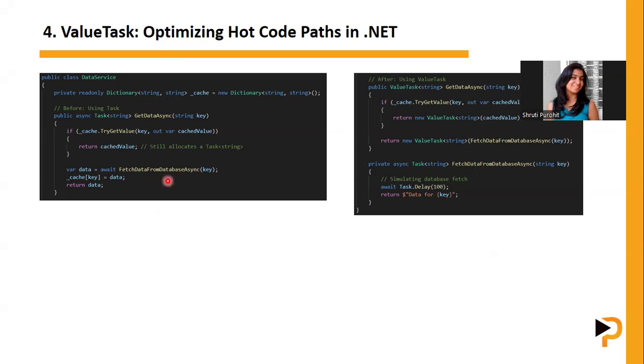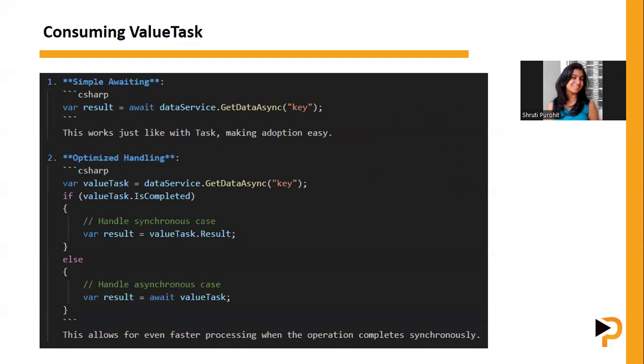In the before version, we can see that the return type of the method is a Task, right? So it always allocates a task even when returning cached data. The after version uses ValueTask, avoiding allocation for the common case of cache hits. The PPT is already available, so if you want to revisit it, you can download it.